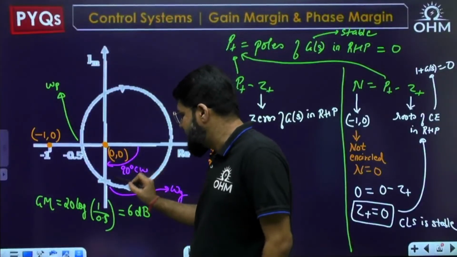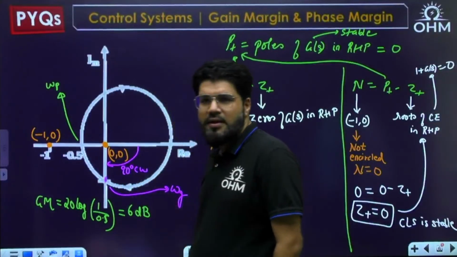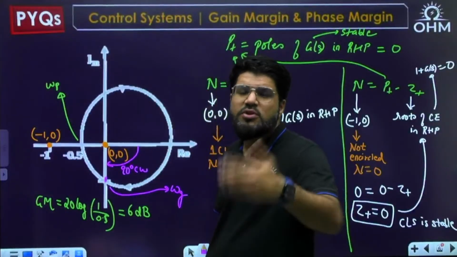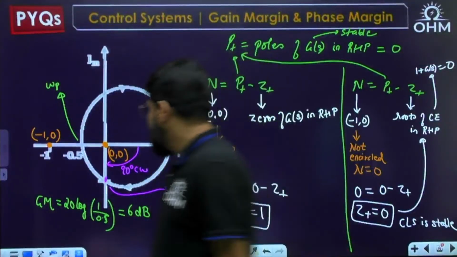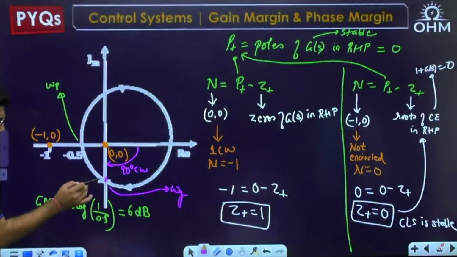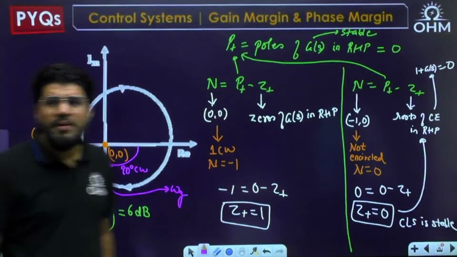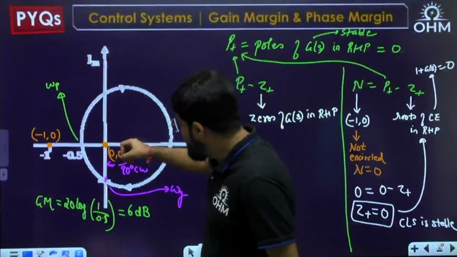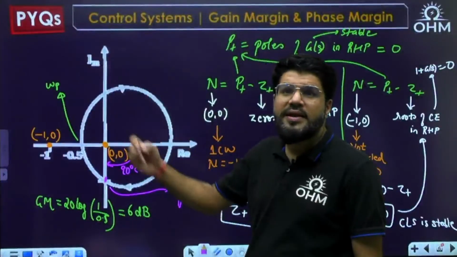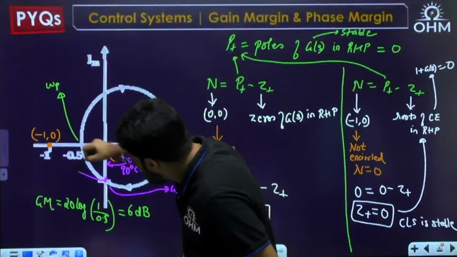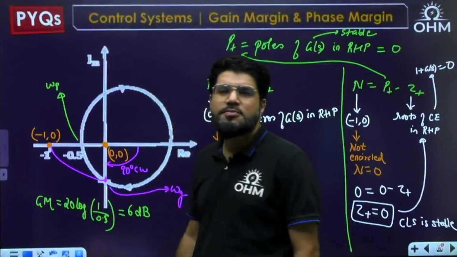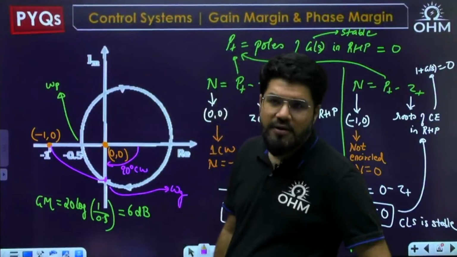Suppose this phase is 90 degrees for this point. If it was not 90, if it was 100, then this point goes here. If you keep on increasing the phase and make it 180 degrees, then this particular point will come up here.